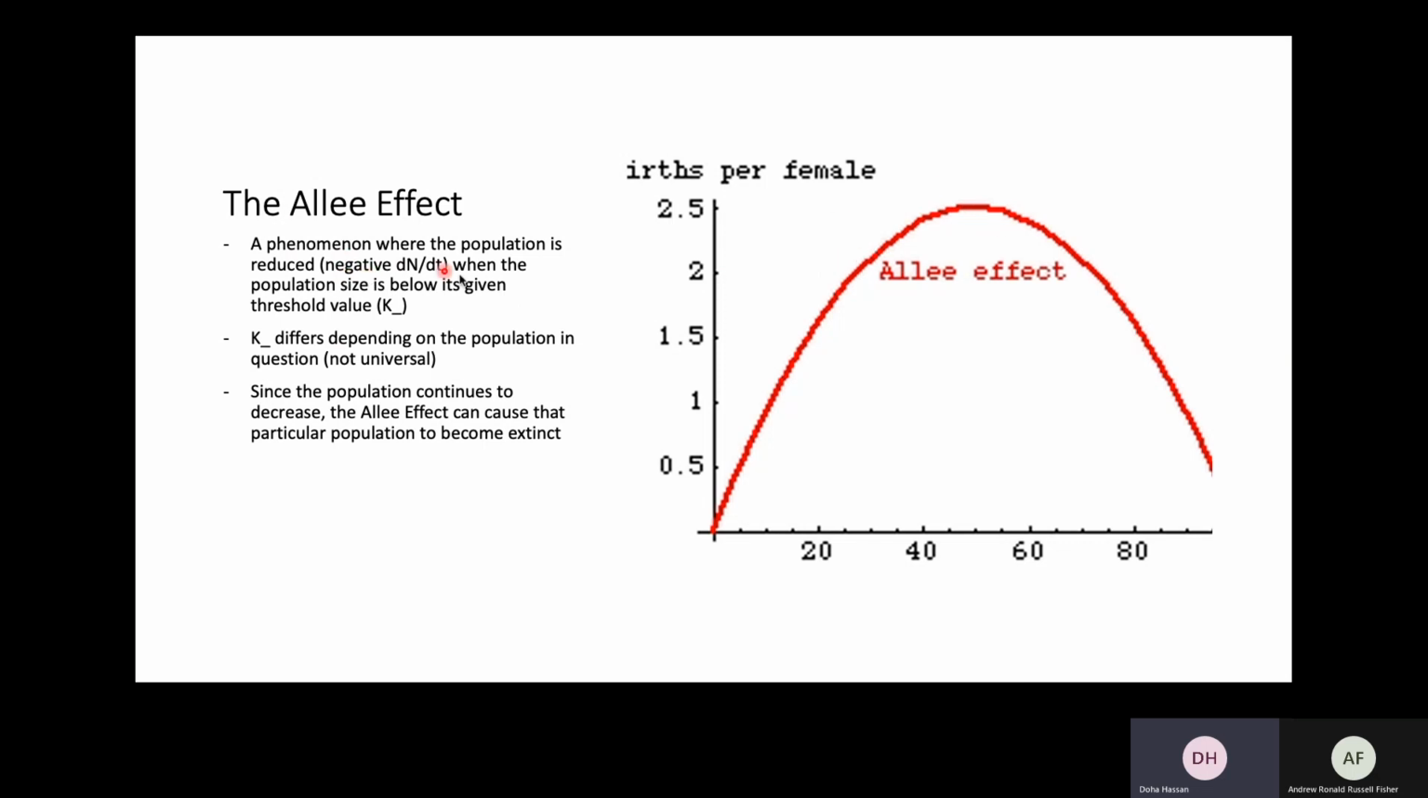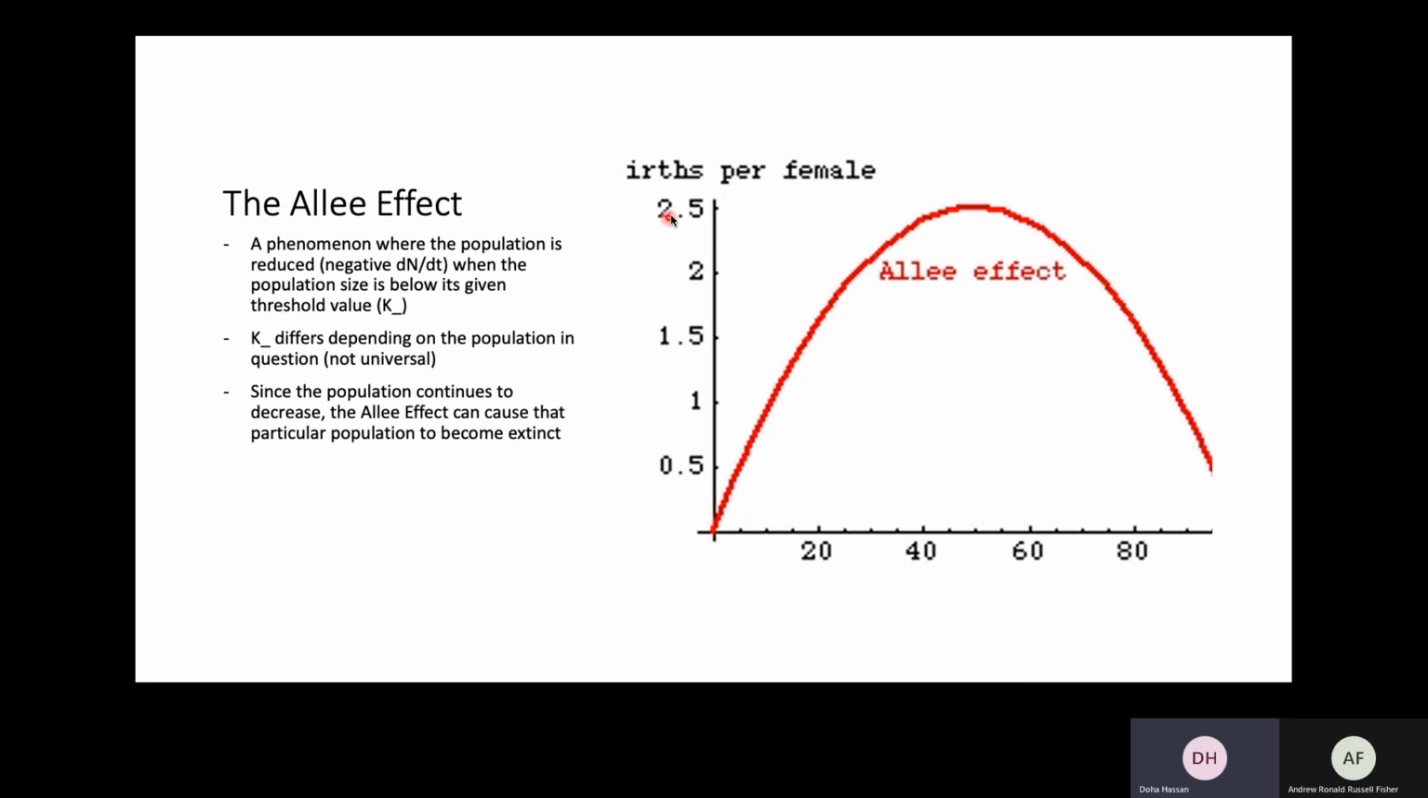So that's where you would get a negative growth rate in that population size. And so again, this K or the threshold value differs depending on the population in question. And since the population is continuing to decrease as a result of not being able to reach that value, then the Allee effect can cause that particular population to become extinct over time.